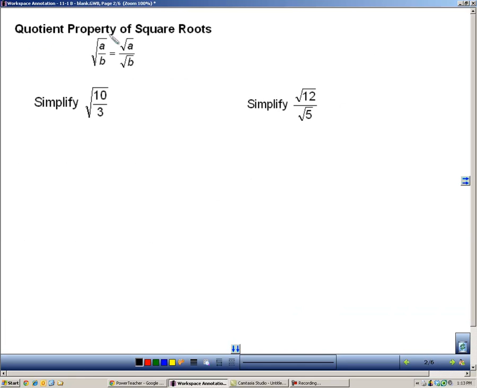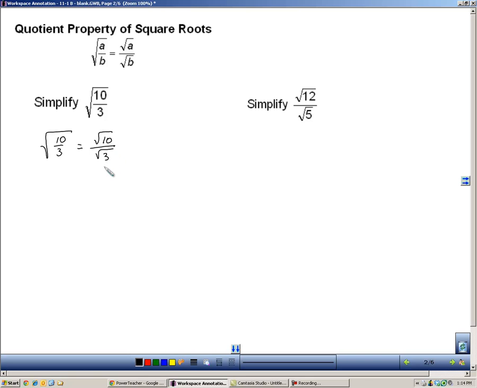So here's the quotient property I was talking about. It simply says that when you have a square root of a fraction, you can break that up into the numerator with a square root and the denominator with a square root. So let's use that. Here, square root of 10 over 3 can be rewritten as the square root of 10 over the square root of 3.